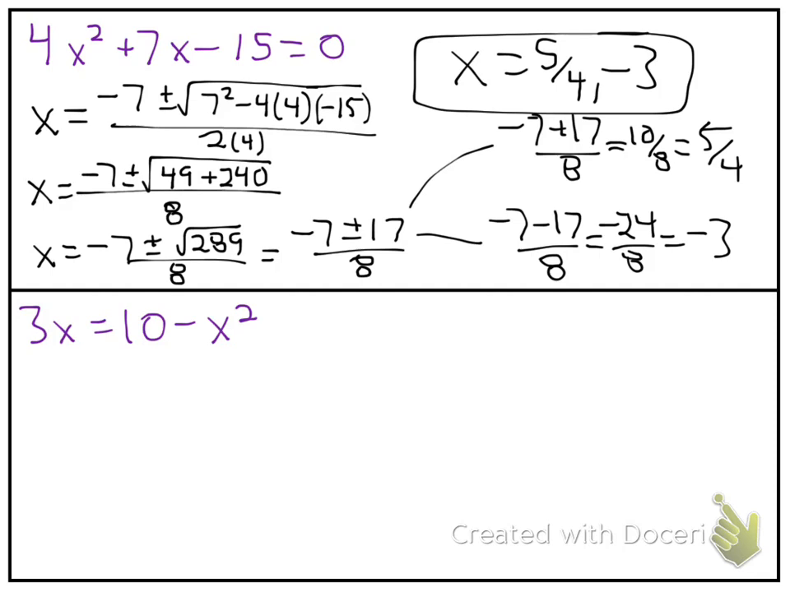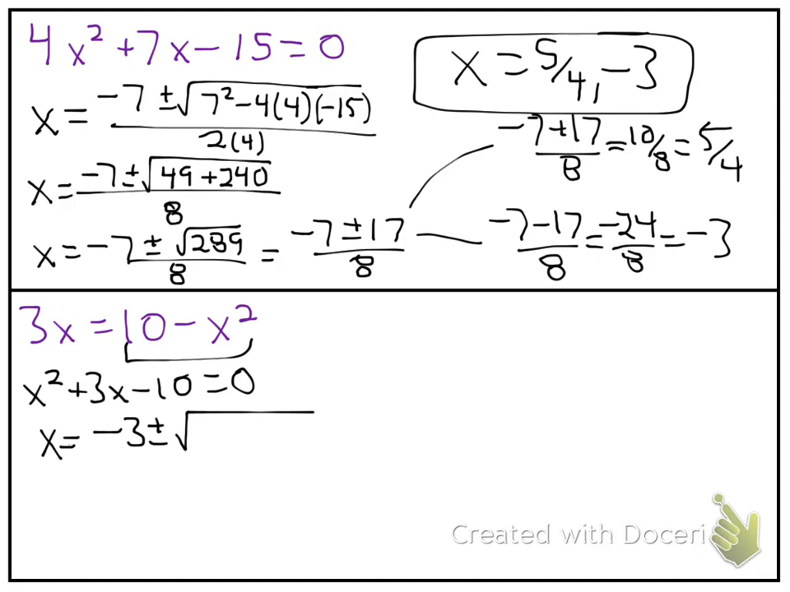In our next problem, we have to make sure everything is to one side, and it's in that form ax squared plus bx plus c. So I'm going to move these 2 terms over and make it x squared plus 3x minus 10. So we're going to go x equals negative b, negative 3, plus or minus the square root of b squared minus 4ac. All of that is over 2a.